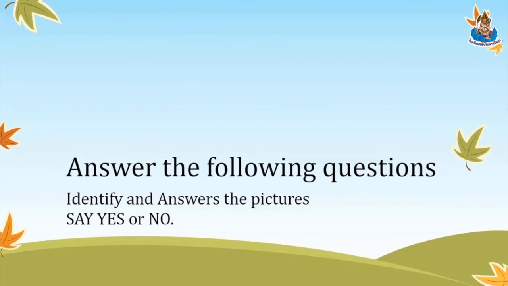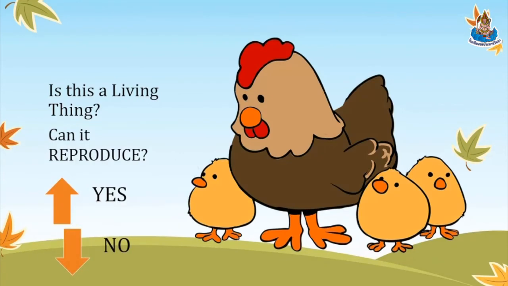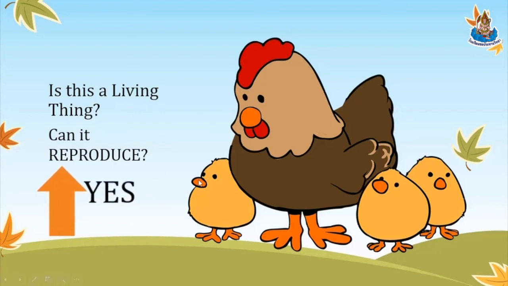So for this one, answer the following questions. You have to identify and answer the pictures. Say yes or no. So for example, we have a chicken here. Is this a living thing? Can it reproduce? Is chicken a living thing? Can chicken reproduce? Yes or no? That's right. Yes, it is a living thing and it can reproduce. Look at its babies.